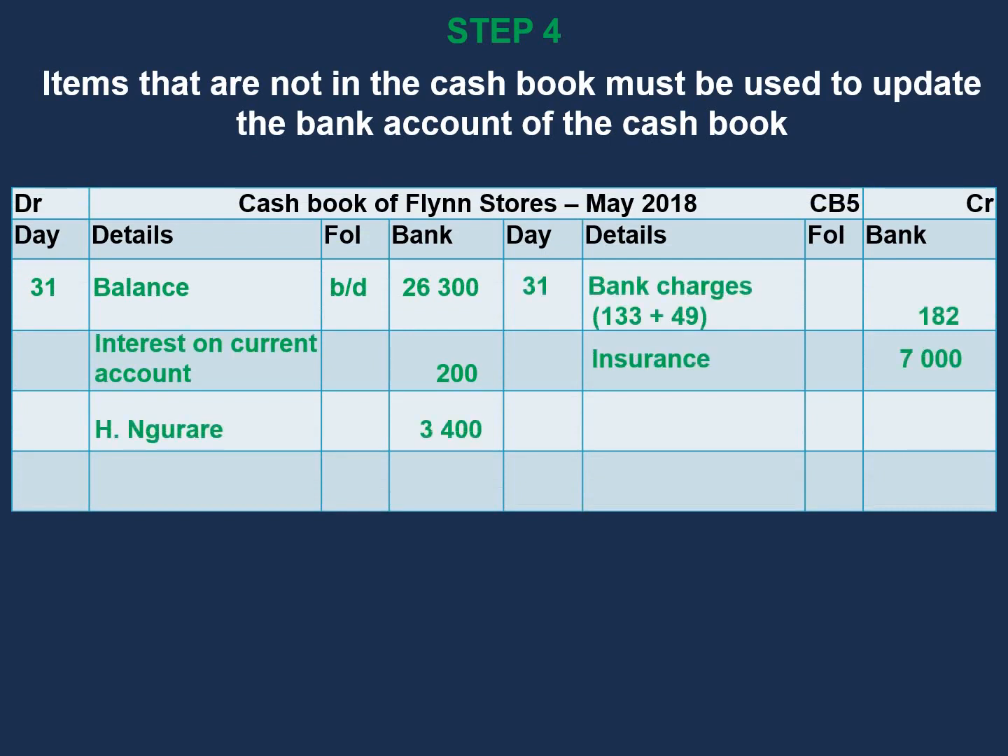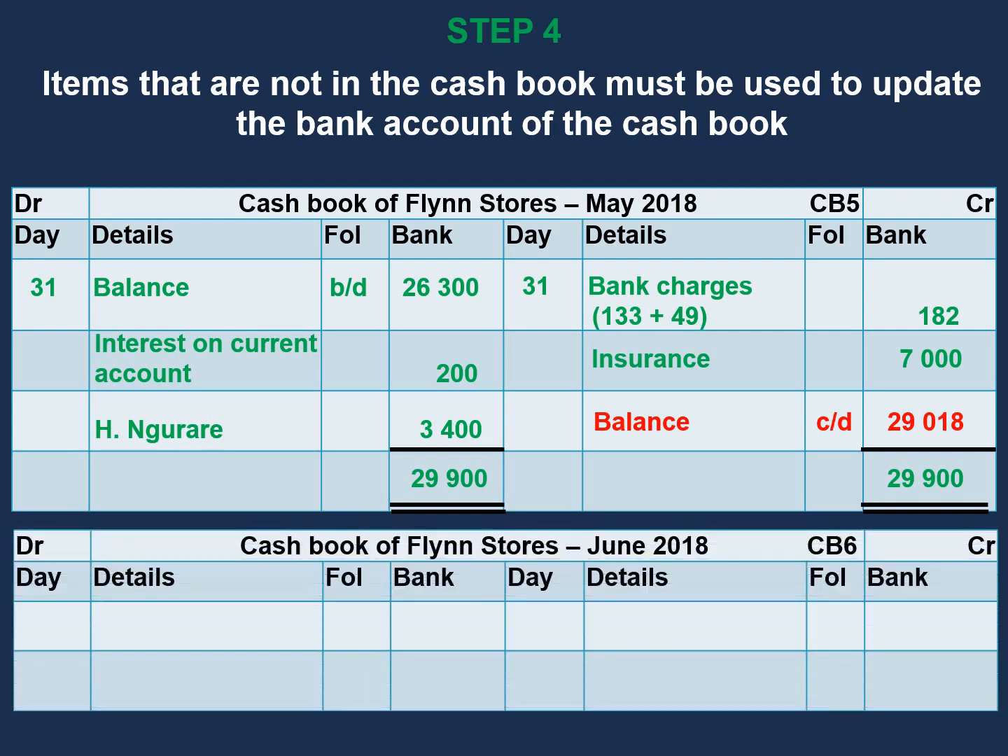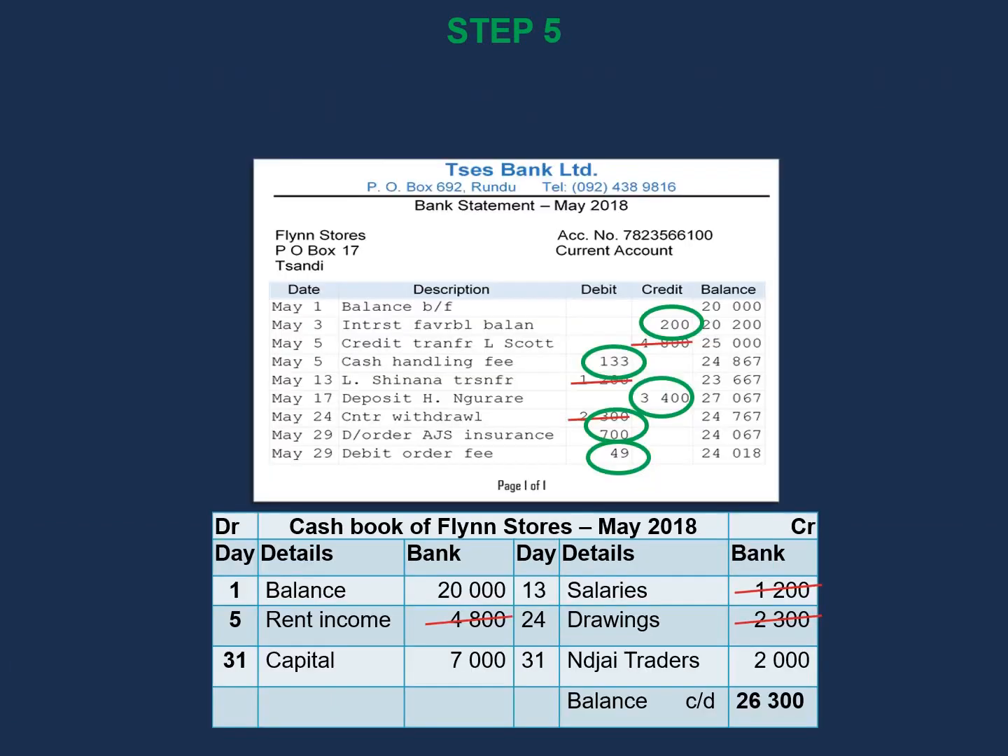There we go. And then when we are done, we can calculate our totals and then our balance carried down. And this balance carried down we will use when completing our bank reconciliation statement. And then finally, we have a balance brought down on 1 June 2018. Let's move on to step 5.